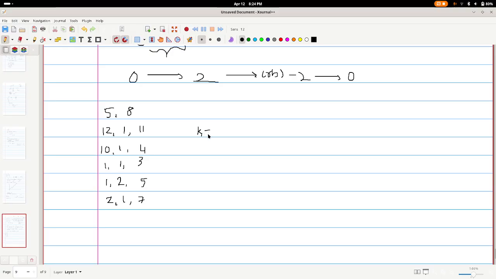So what's the value of k1? The value of k1 is 12 into 1 minus 11. So k1 is equal to 1. k2 is equal to 10 into 1 minus 4, and the answer will be 6. What's the value of k3? 1 into 1, 1 minus 3, minus 2. What will be the value of k4? It will be 1 into 2, 2 minus 5, which is minus 3. What will be the value of k5? 2 into 1 minus 7, and the answer will be minus 5.